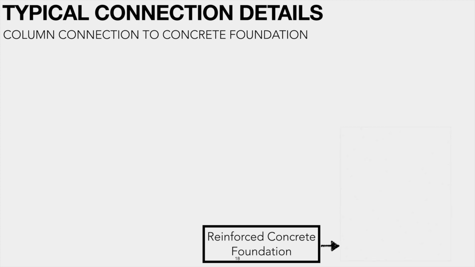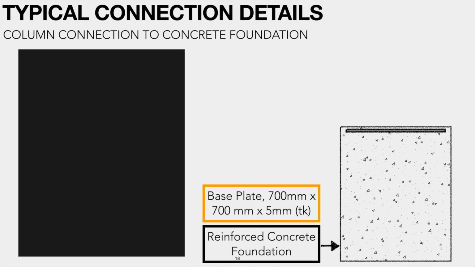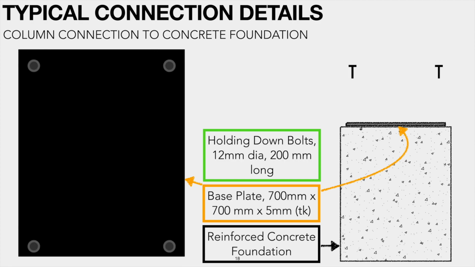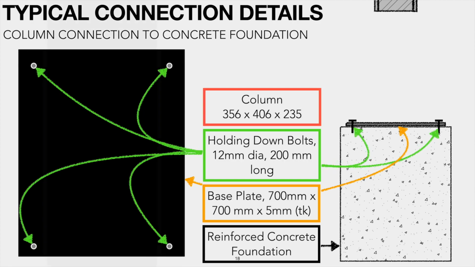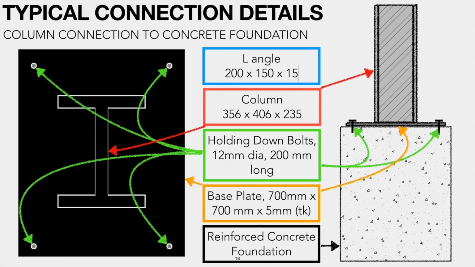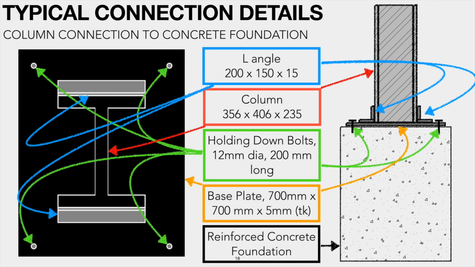The shown image is the cross-section and plan view of the connection between steel column and reinforced concrete foundation. Also this image is useful to identify fittings used to make the connection. The connection consists of one 700 mm by 700 mm by 5 mm thick base plate, and 2 L angles identified as 200 by 150 by 15. The base plate is attached to the reinforced concrete foundation using holding down bolts, having dimensions of 200 mm length and 12 mm diameter. Furthermore, arc welding is used to connect L angles, column and base plate.